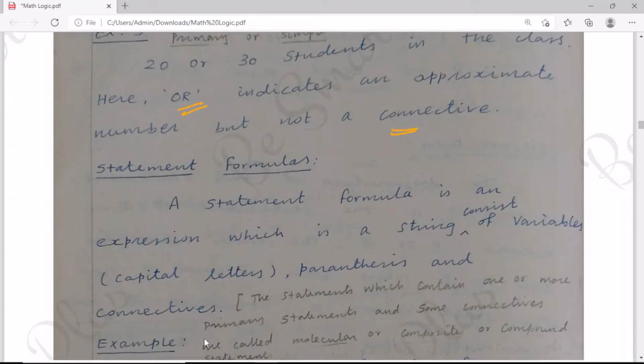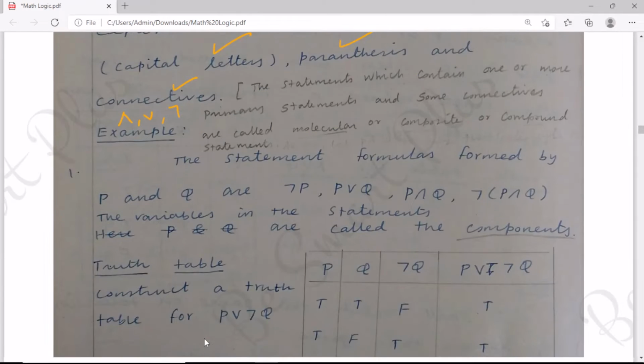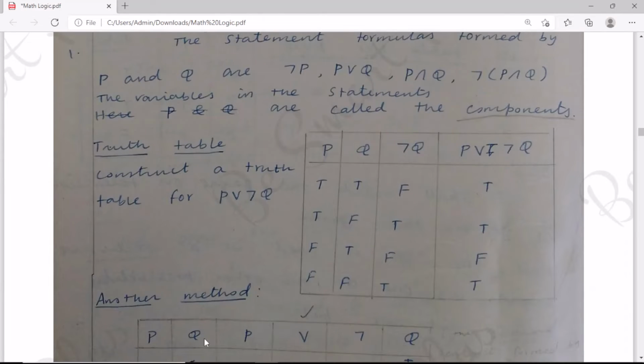Now, let me move on to the meaning of statement formulas. A statement formula is an expression, a string consisting of variables in terms of capital letters, parentheses and connectives like and, or, negations. The statement formulas formed by the two variables P and Q are negation P, P or Q, P and Q, negation of P and Q. Here, the variables in the statements are called components. Let me show you the truth table for this.